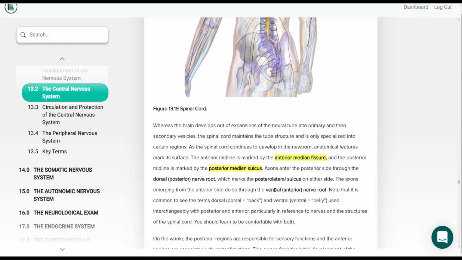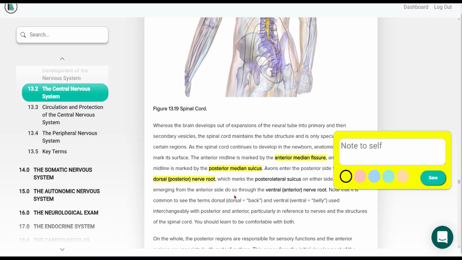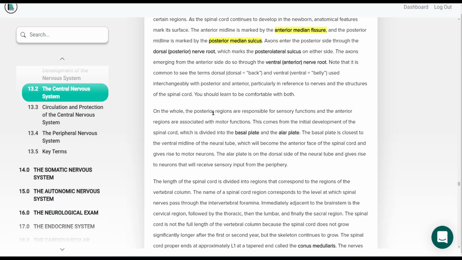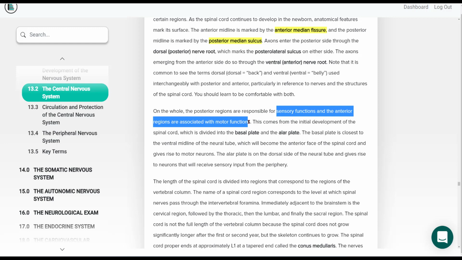Coming off from the spinal cord, there are axons that travel off. Some of them travel off the front side. Those are the ventral or the anterior nerve roots. And there are others that travel off the back side. They are the dorsal or posterior nerve roots. This will make more sense in a picture here in a moment. These nerves that are traveling off the spinal cord carry both sensory functions and motor functions. So we'll see that these spinal nerves carry both sensory and motor function.